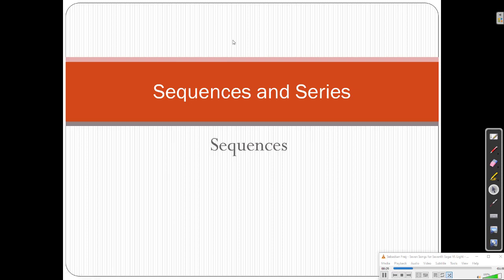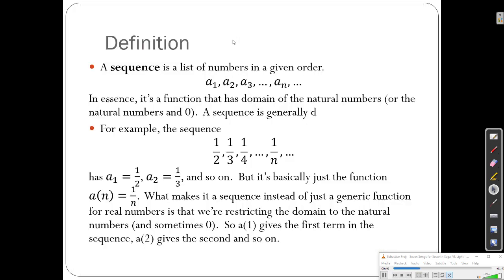We're starting on a new set of topics now that is very different from what we've been looking at before. This is about sequences and series, and we're going to start by discussing sequences. So a sequence is a list of numbers in a given order. For example, the sequence of natural numbers, 1, 2, 3, 4, 5. Anything that actually follows that order is called a sequence.